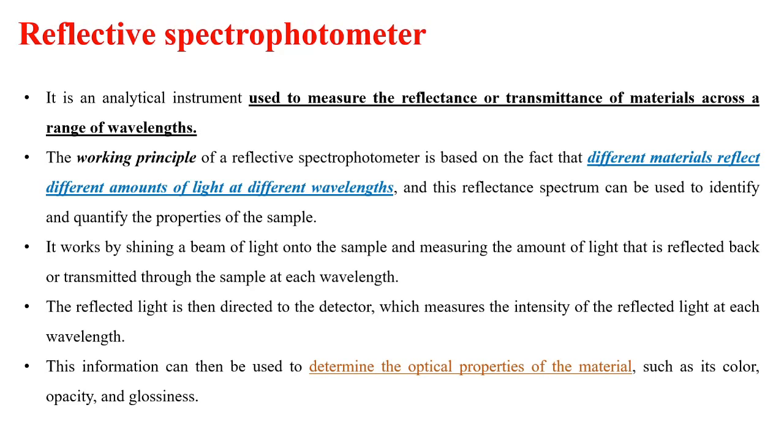400 to, at the max, 780 nanometer is the visible range. And the working UV range is 190 to 400. Yeah, just below 400, 399 you can say.